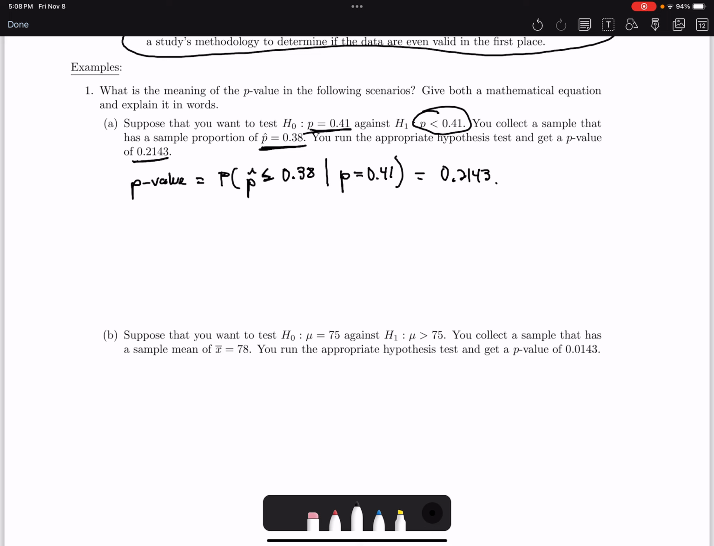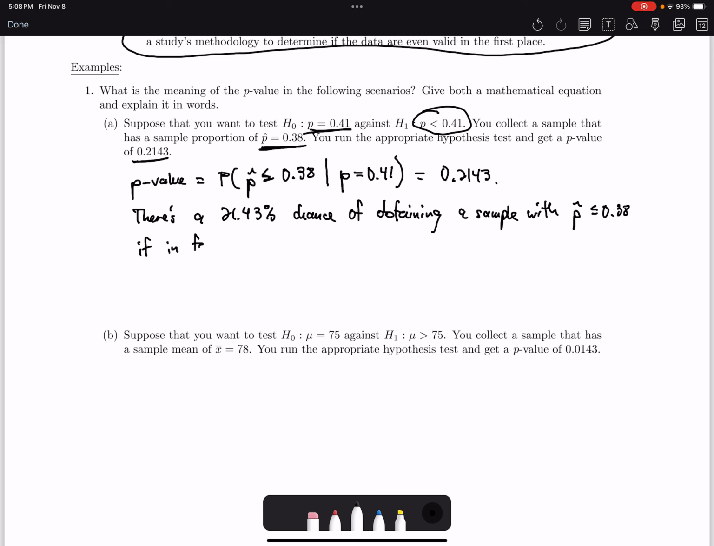So in words, we might say something like this: there's a 21.43% chance of obtaining a sample with a sample proportion of 0.38 or less, if in fact the population proportion is 0.41.